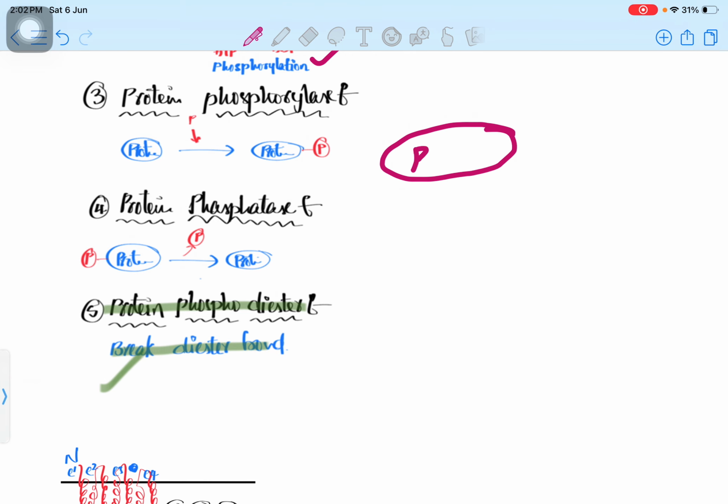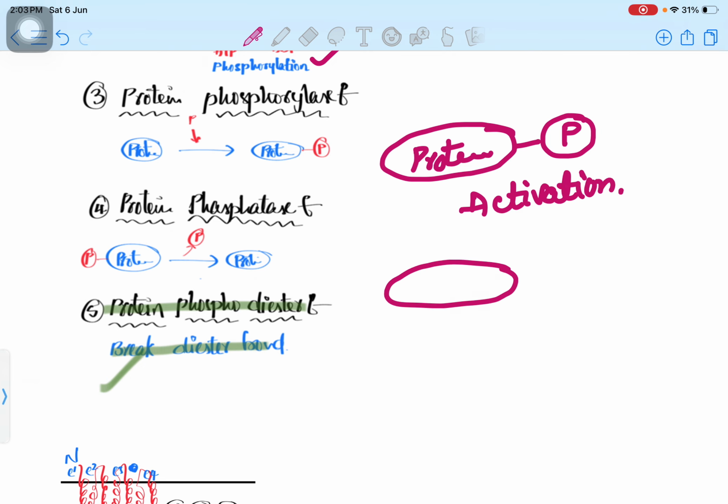And you must know, for example, this is our protein. In some conditions, the presence of phosphate means activation. And in some conditions, the same protein with no phosphate is also called activation.